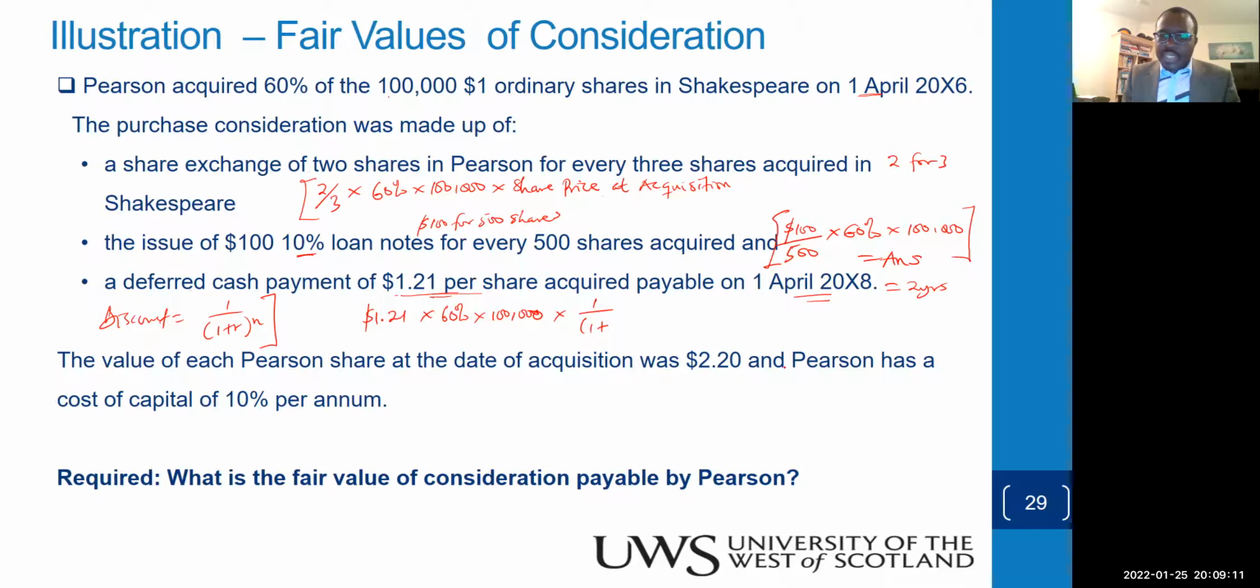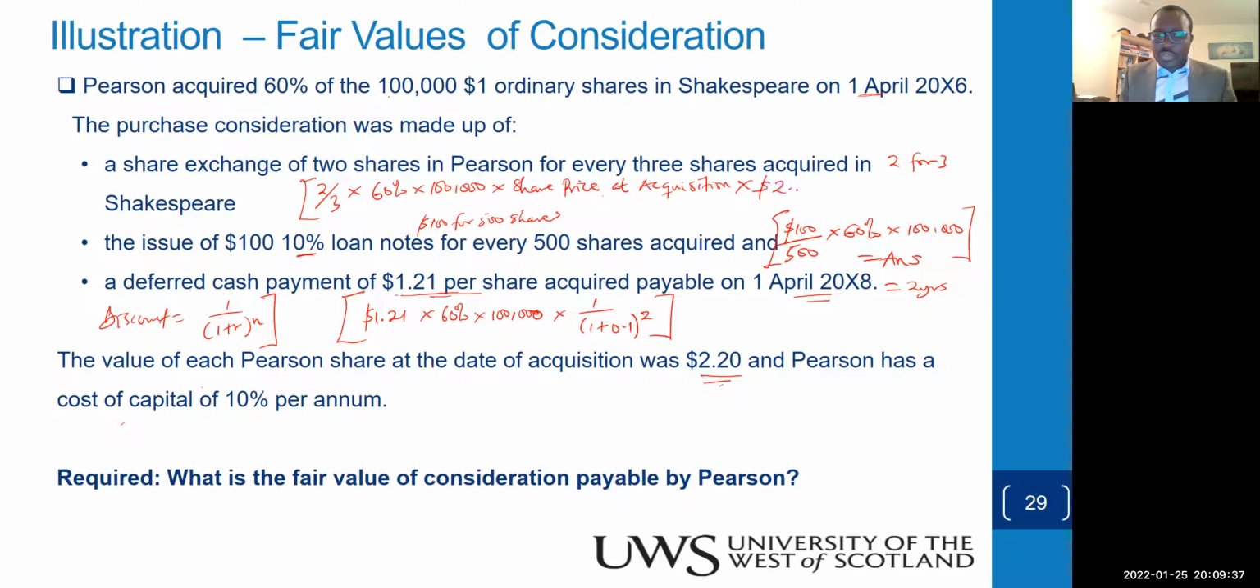And the question should clearly tell you that there's a cost of capital of 10%, so 0.1, all raised to the power of how many years? 2. And we can easily calculate this. All values have been given. The value of each Pearson share at acquisition is 2.2. The value is 2.2 at acquisition. So this is where we bring in our acquisition 2.